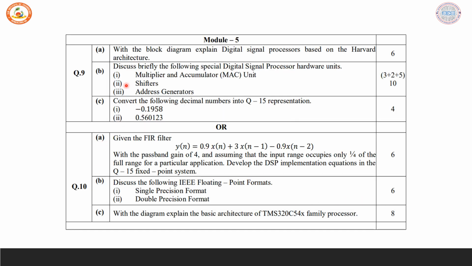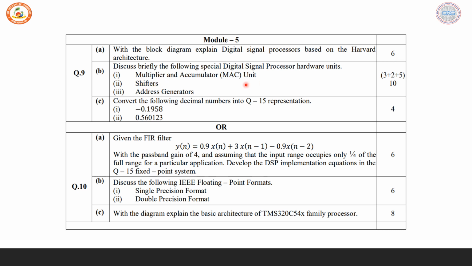At the end of this module, we have presented some questions for review. These questions are from the model question paper for the subject. So we can see the distribution. The first question is addressing the block diagram to explain digital signal processor, which is based on the Harvard architecture. The question is asked for 6 marks. It's a theory question.